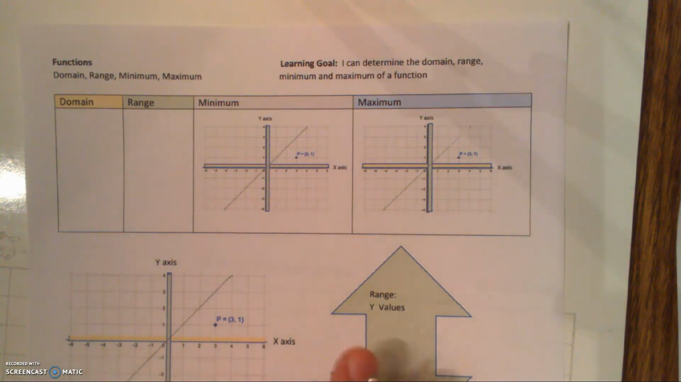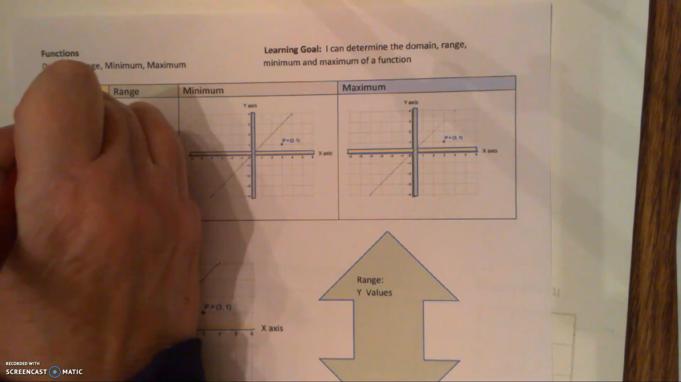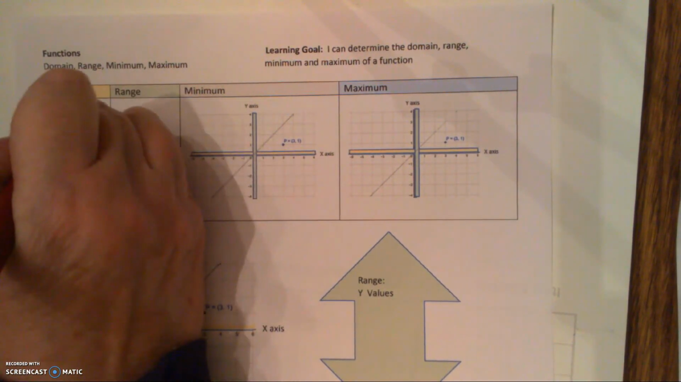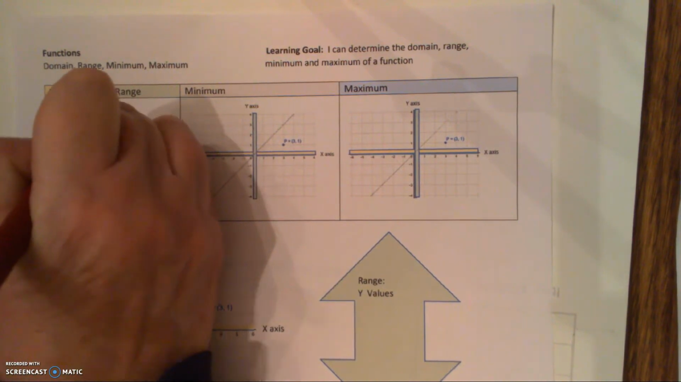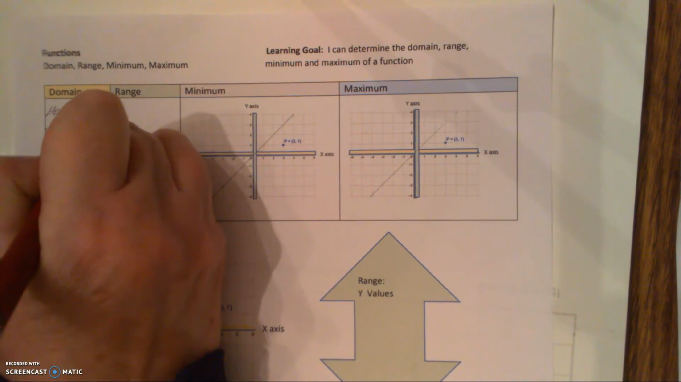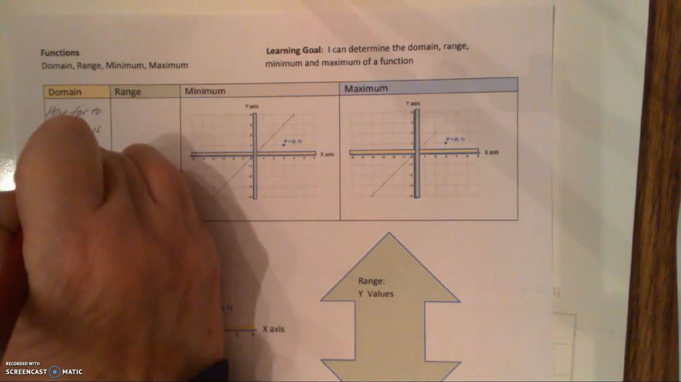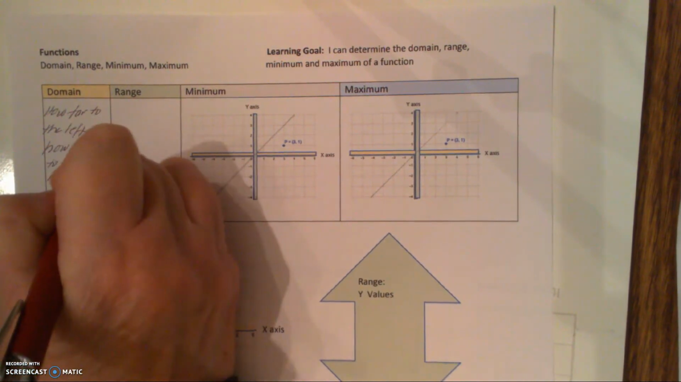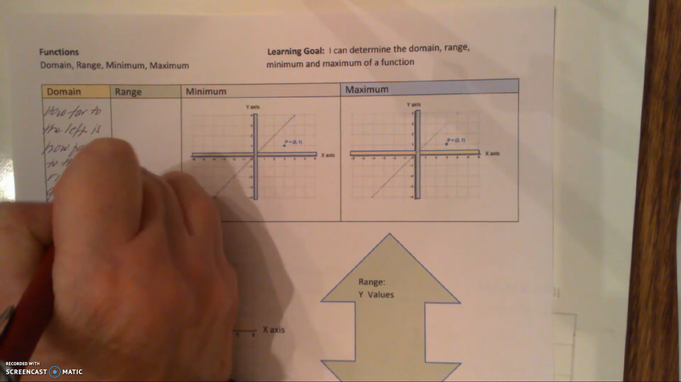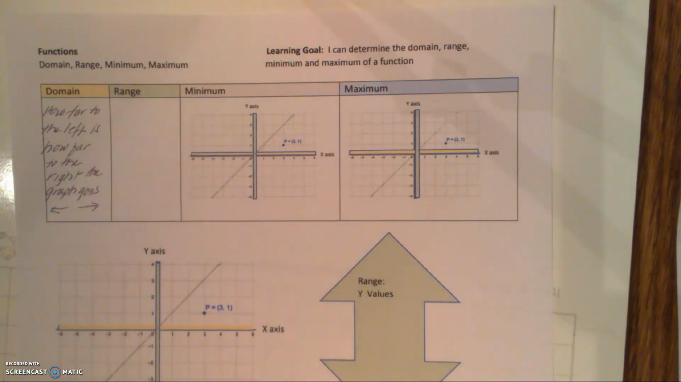The domain is how far to the left to how far to the right the graph goes. So left to the right.